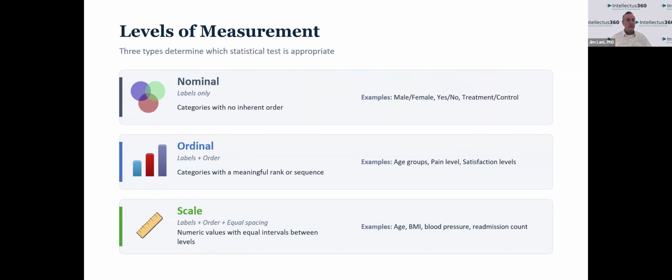There's only three of them. Nominal is purely names of things: red block, blue block, red block, okay? Male, female. There's no hierarchy, and they're just names of things, okay? Ordinal has that icon, by the way, that Venn diagram icon, which you will see in the tool.